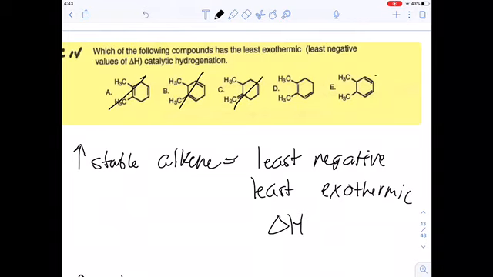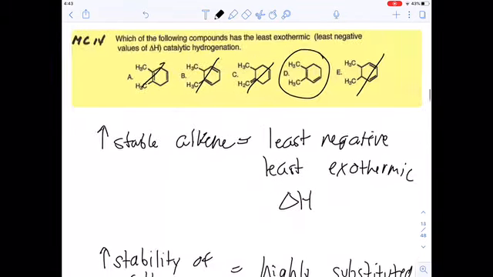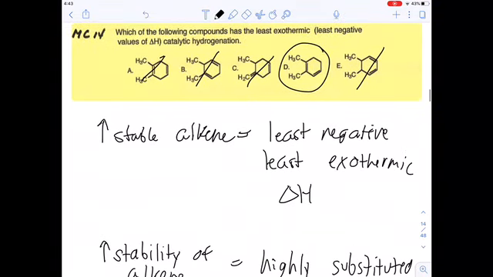Now we can compare E. While E does have double bonds that are conjugated, meaning that they can resonate with each other because they're right next to each other, they're both half substituted, whereas D has one that's fully substituted. So our answer to 14 is actually going to be D, and not E.